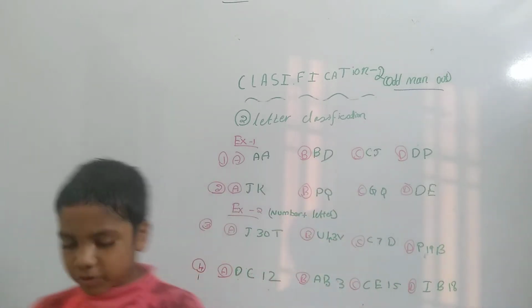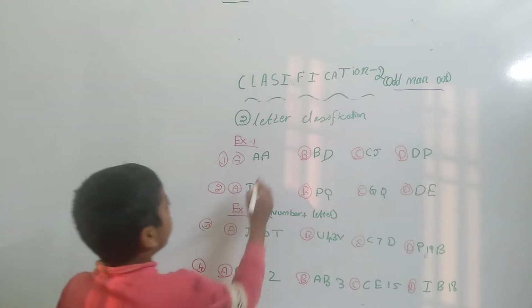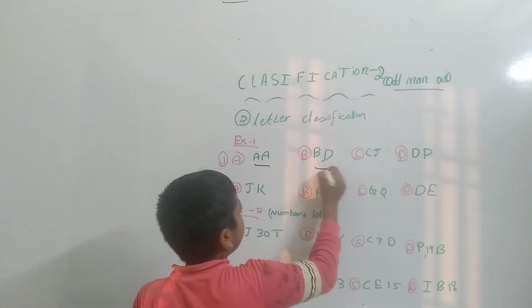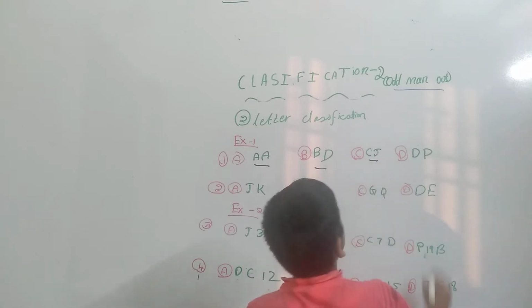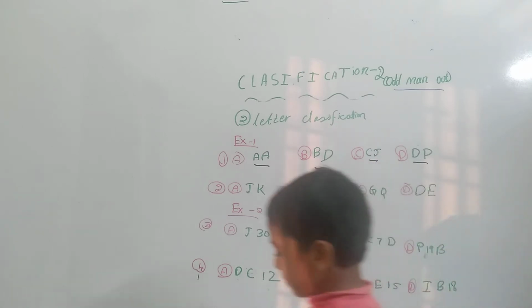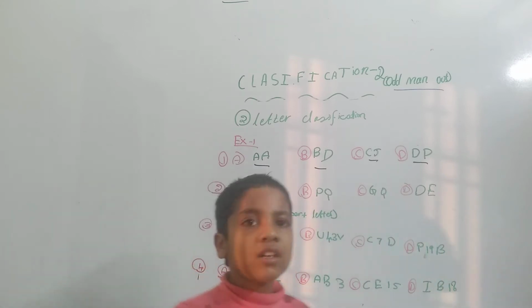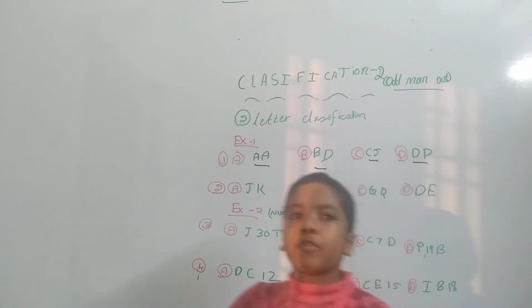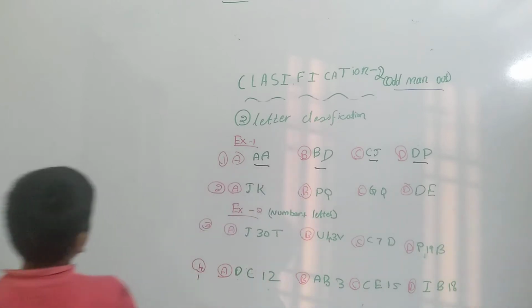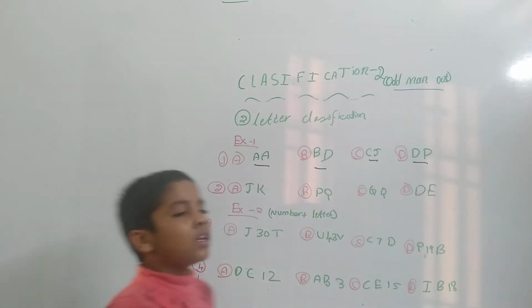Okay, we will go to the topic. First question: AA, BD, CJ, DP. In this, we want to write the numbers first, friends. I will tell you one alphabetic numbering with easy codes.